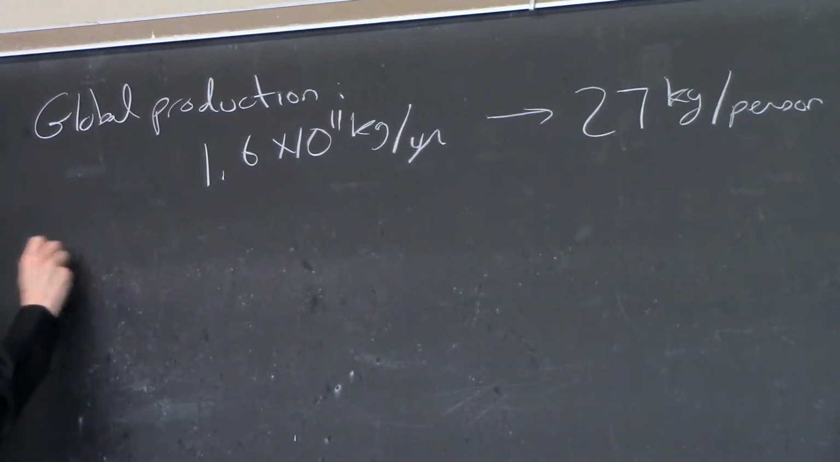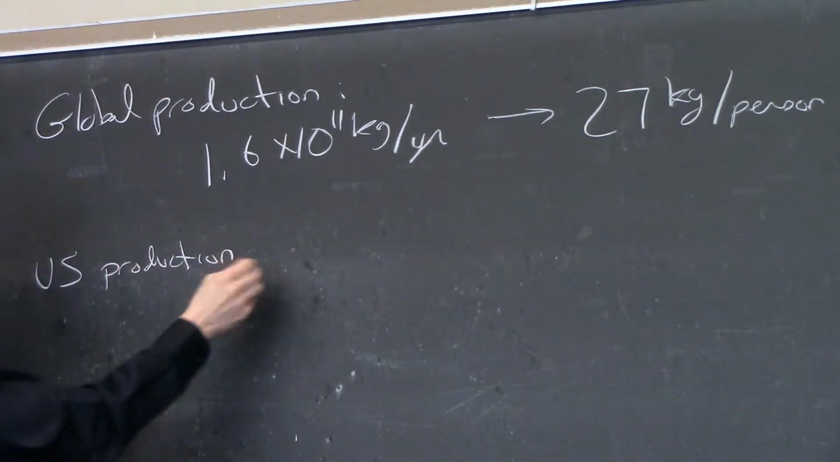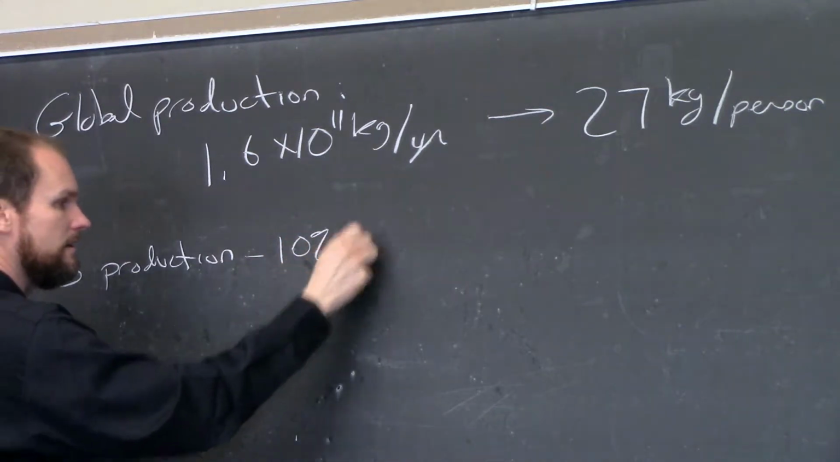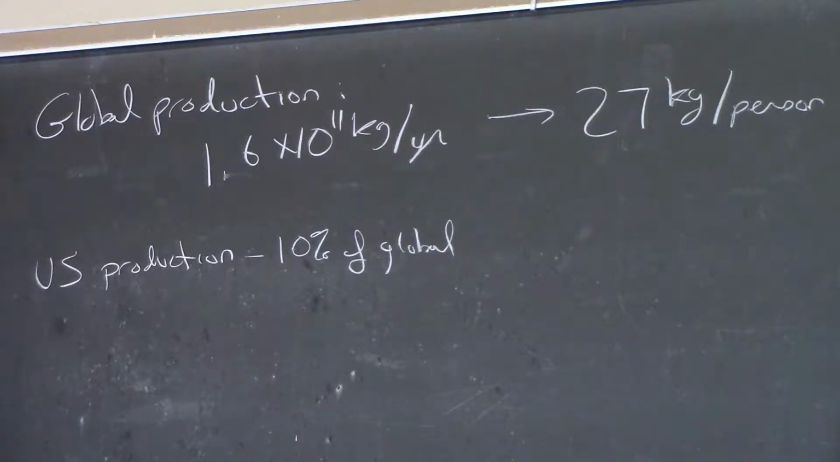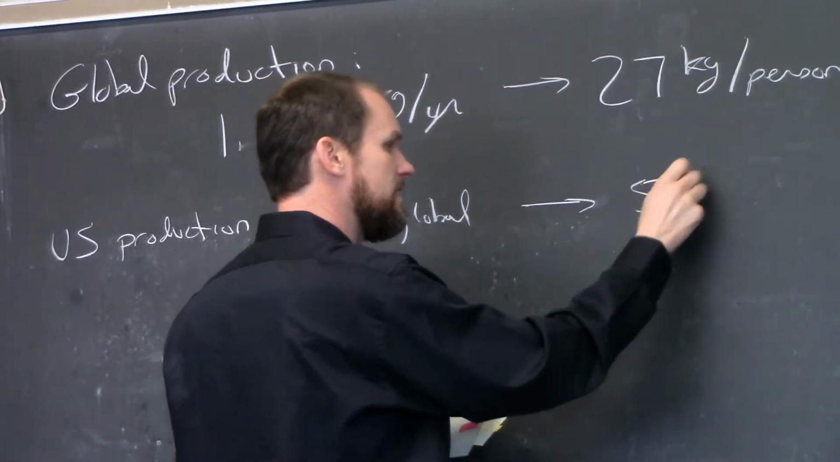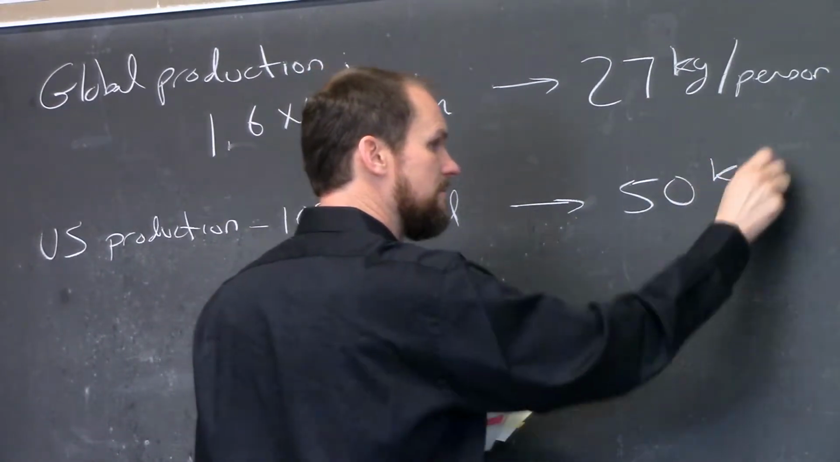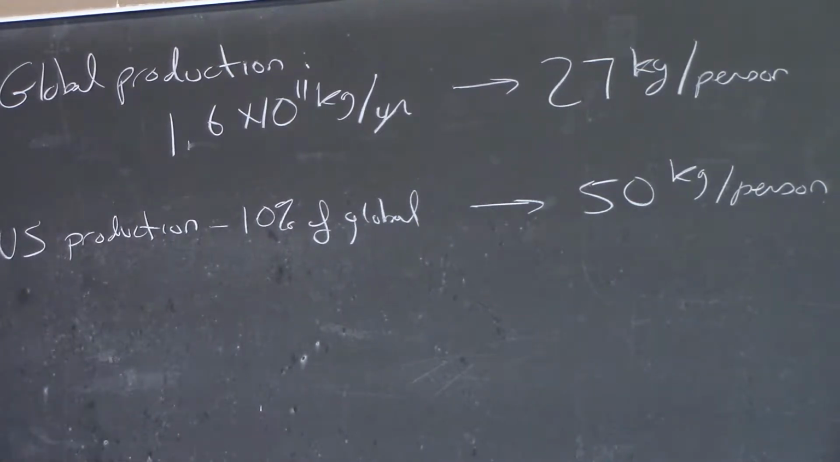In the U.S., production is 10% of the global. We're doing 1.6 times 10 to the 10th kilograms per year of ammonia that we make right here in the States. That turns out to be about 50 kilograms per person. So in the States we're at 50 kilos. That's about your own weight in ammonia that we're industrially manufacturing every year. So this is a pretty important chemical. We make a lot of it.